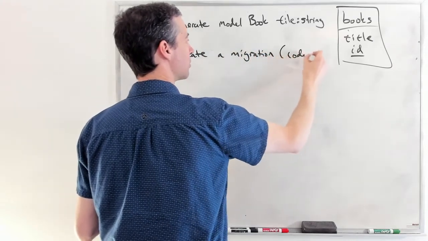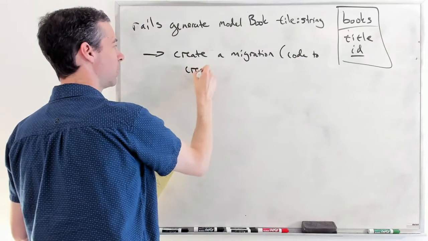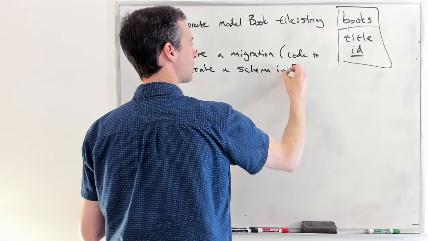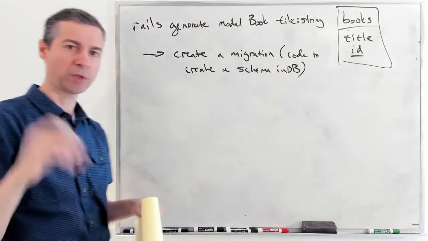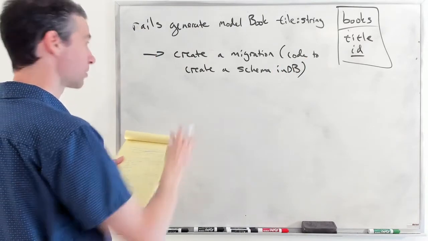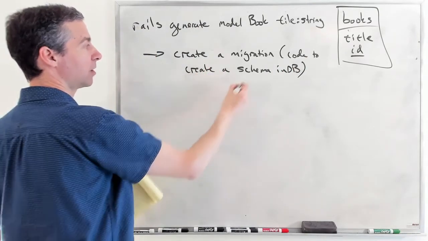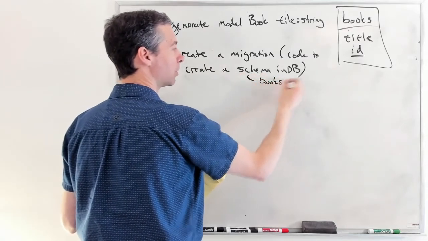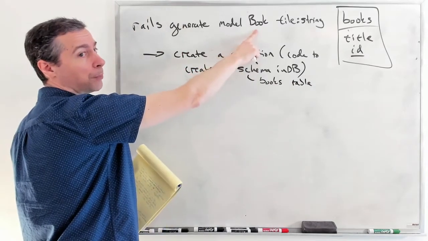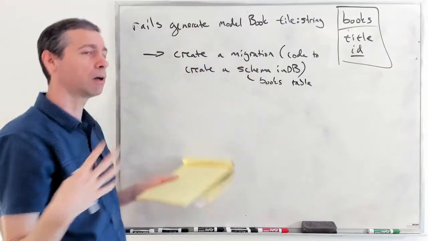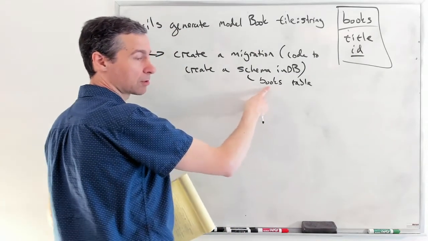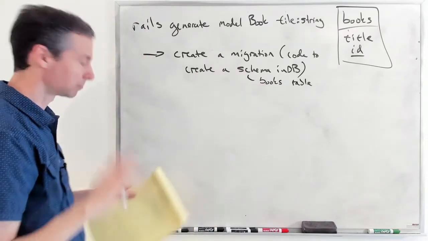And a migration is code to create a schema in the database for us. A lot of these details will be handled in homework assignments, okay? So it's going to create a migration, code to create a schema in the database. Would be basically a books table. Yes, we write singular capital Book. And it goes, oh, I know about how to pluralize words and stuff. And it makes a books code for a books table.